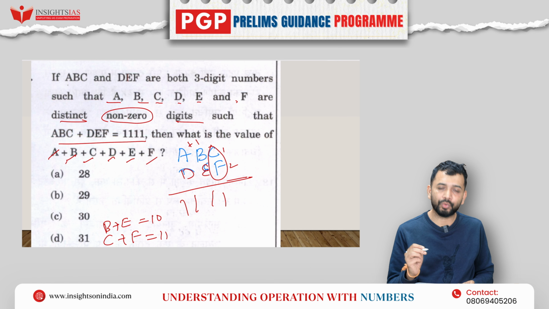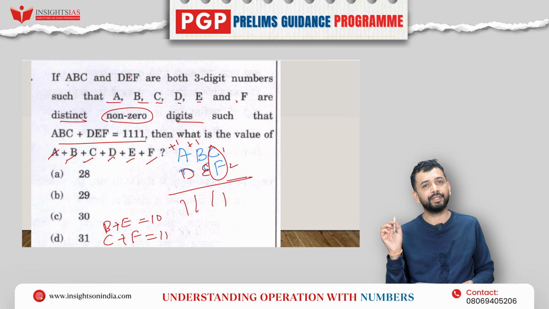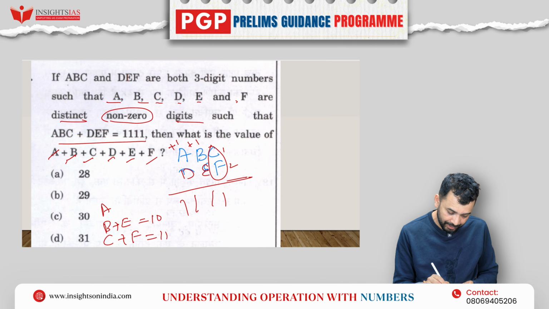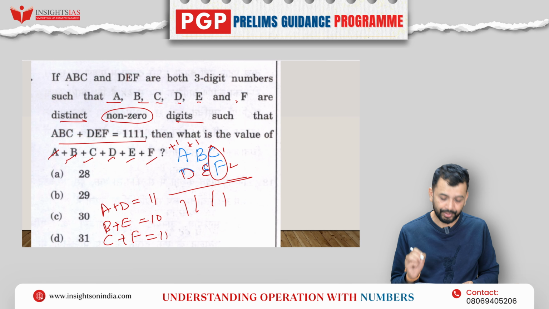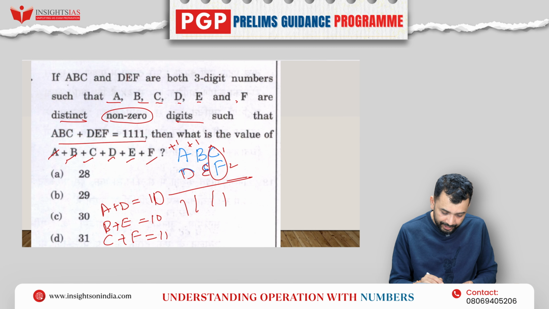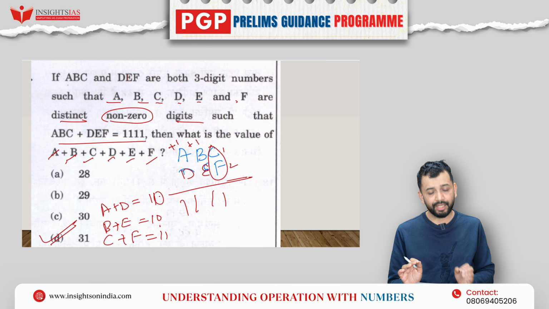Now since one more carry forward is there, A plus D plus 1 will be 11. So A plus D should be 10, plus 1 will be 11. Sorry, A plus D is 10, and the 1 carry makes it 11. Now if I want to add all of them, A plus B plus C plus D plus E plus F, then 10 plus 10 plus 11, the answer will be 31. So this will be your easier way.